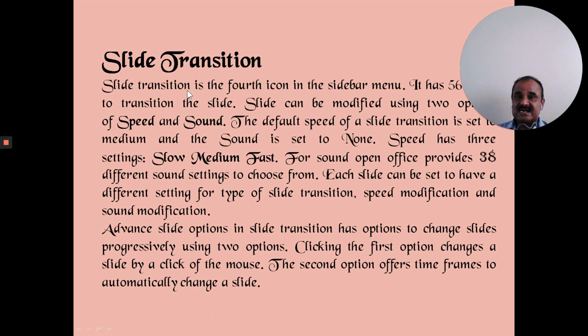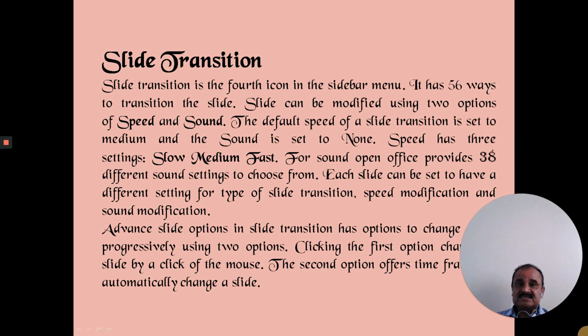Slide transition is the fourth icon of the slide menu bar. It has 56 ways to transit the slide. There are 56 options available to transit a slide. A slide transition can be modified using two options, speed and sound. The default speed of a slide transition is set to medium and the sound is set to none.